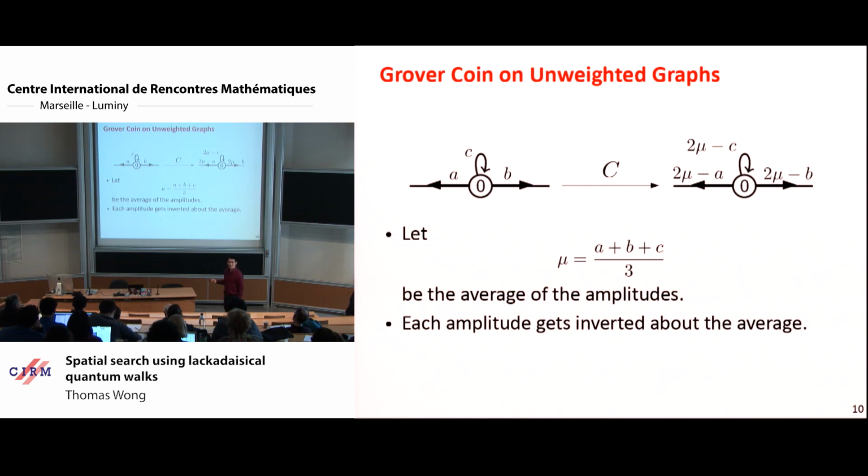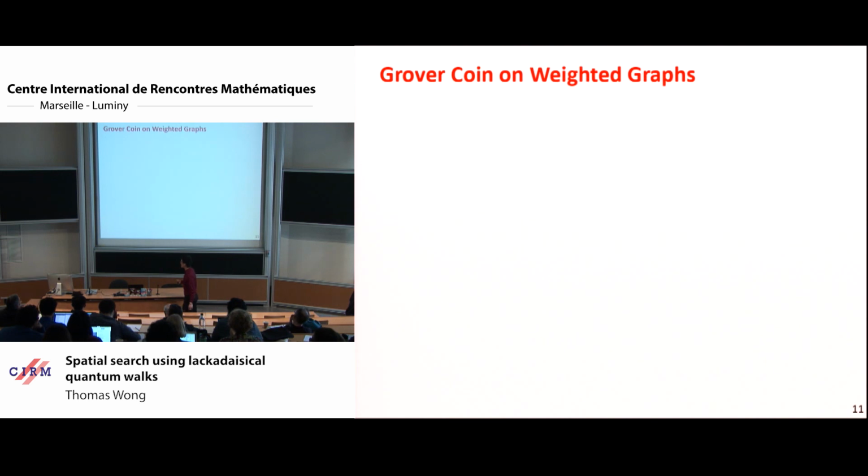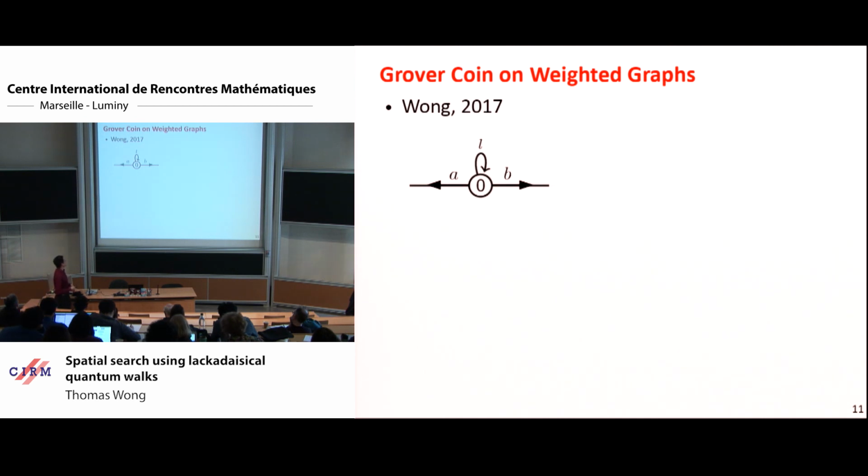Any questions so far before we get to the lackadaisical version? Okay, so for the lackadaisical version, we need to see what happens on a weighted graph. So now we have this self loop with weight L, and then left and right are unweighted, so they have weight one. So let's say the amplitudes again are A, B, and C, and let's see what happens.